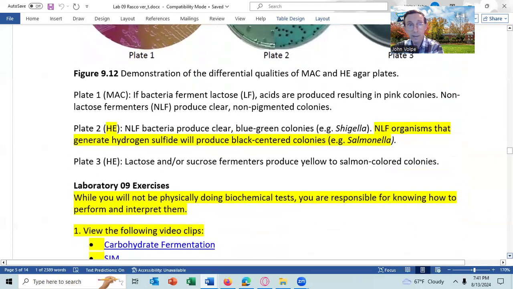So HE and MAC plates are both selective for gram-negatives, meaning if there's growth, it's likely gram-negative. And then they're differential on the ability of the species to ferment the sugar lactose. All right, any question about Lab 9?